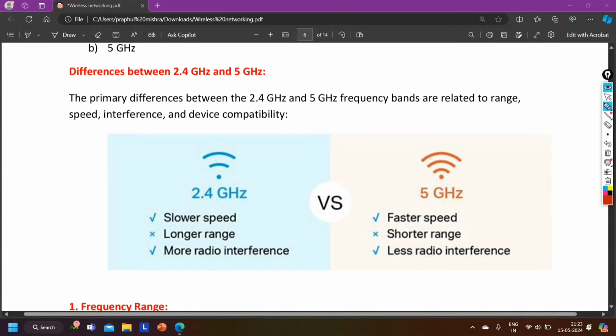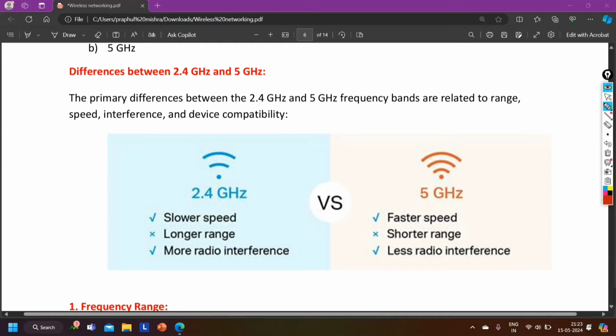Guys, this is the fourth video of the wireless networking series, and I'm expecting you are watching all the videos in sequence. If you have not seen the previous videos, then first please watch day 1, day 2 and day 3 videos. After that, watch this video. Only then will you understand it well.